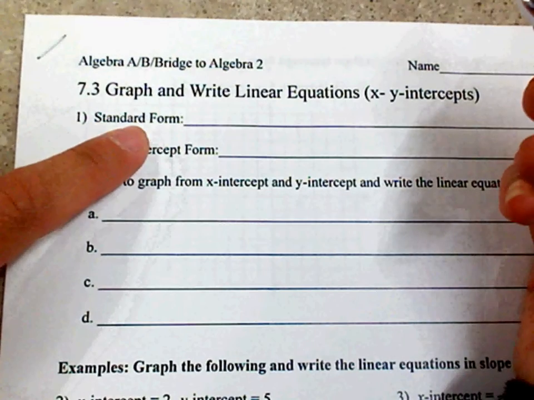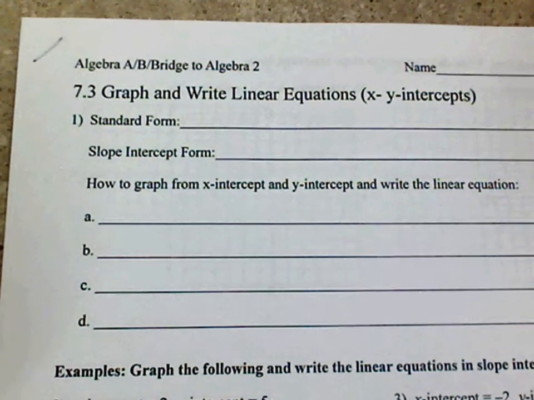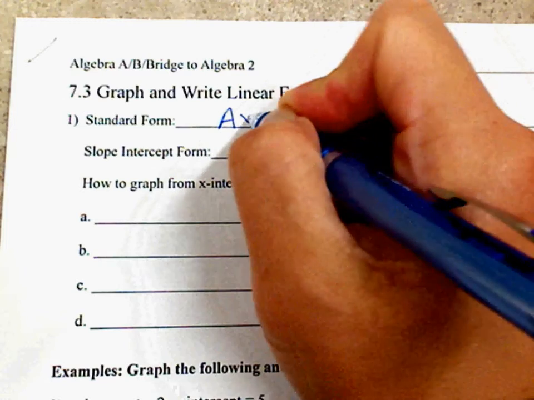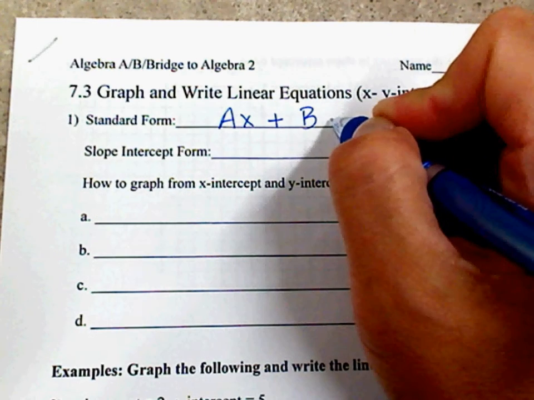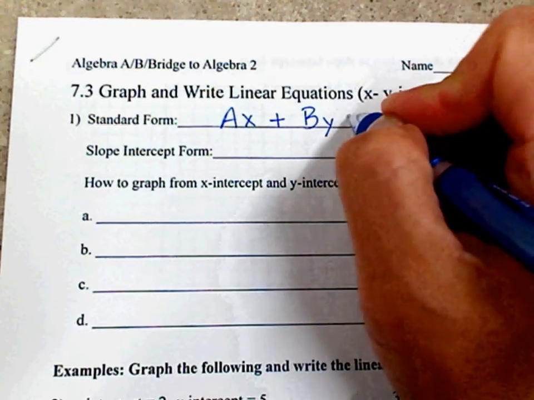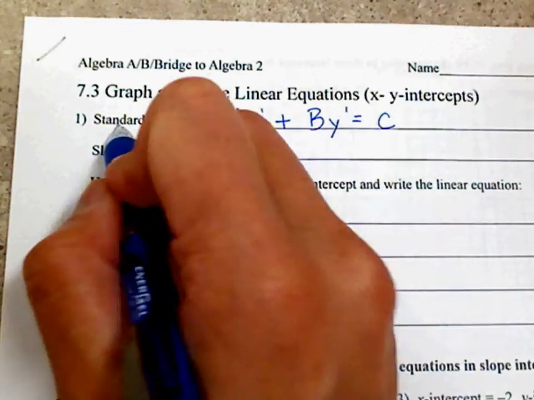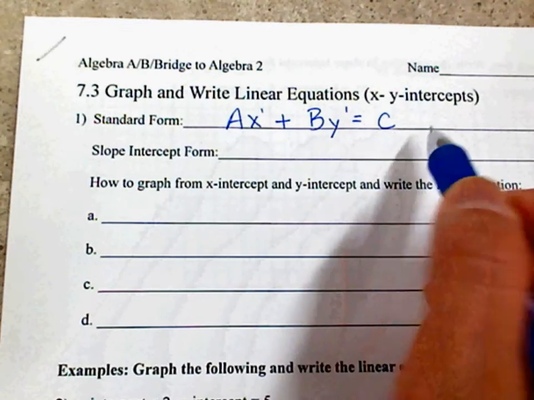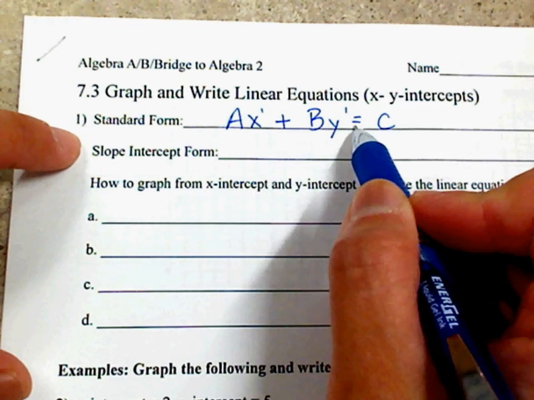What is the standard form? You guys remember what standard form looks like? It's Ax plus By equals C. Very good. So there's your standard form of lines, and they're both to the first power. That's what it looks like. So Ax plus By equals C: number, number, number.